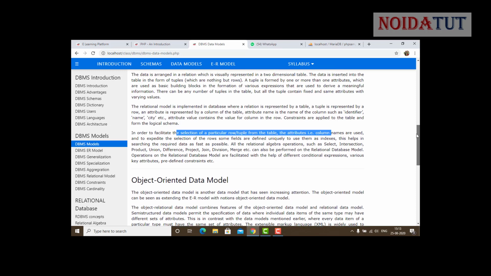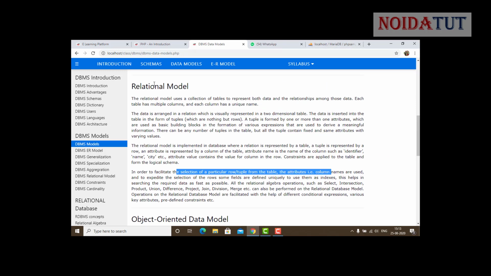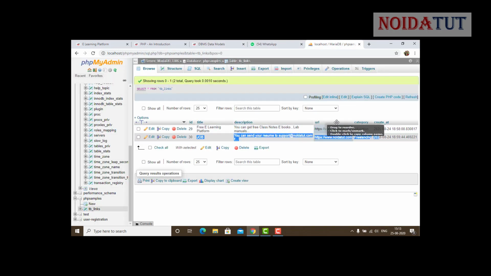Now you can see that this is all about the relational model. When we talk about the relational model, it is just a collection of tables. Every table has attributes and tuples, that is, rows and columns. Tuples are nothing but the rows.